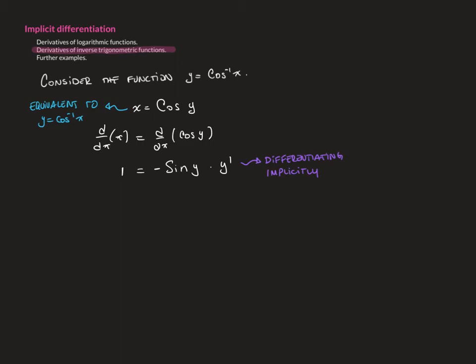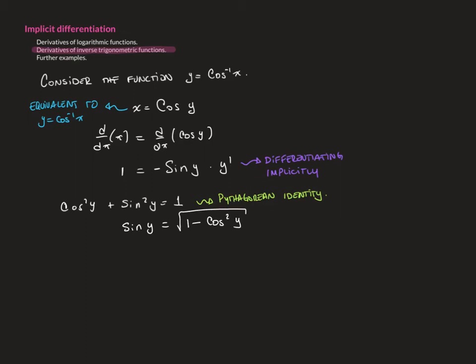We already know that cosine squared of y plus sine squared of y is equal to 1 because of the Pythagorean identity. And similar to what we had before, we are going to solve for sine of y. So sine of y is going to be the square root of 1 minus cosine squared of y, and we are taking the square root of this expression to get something to substitute for sine of y. Going back to the derivative, we get 1 is equal to minus sine of y times y dash.